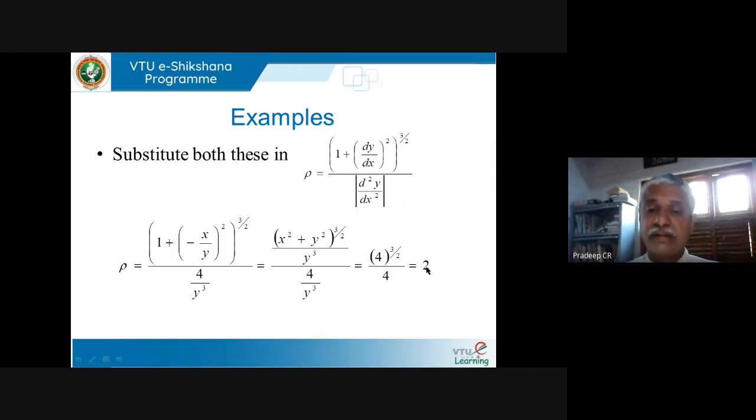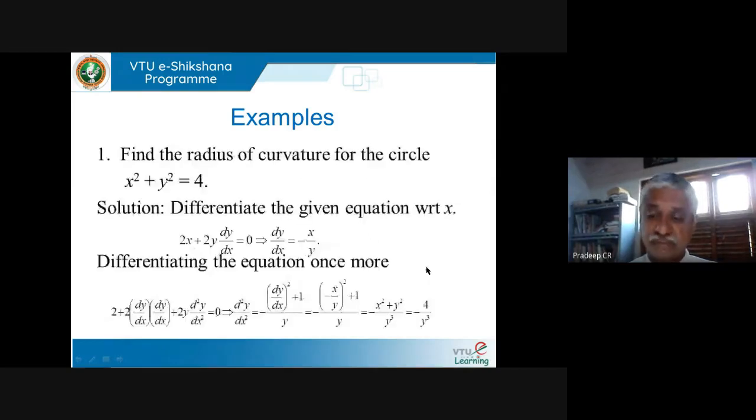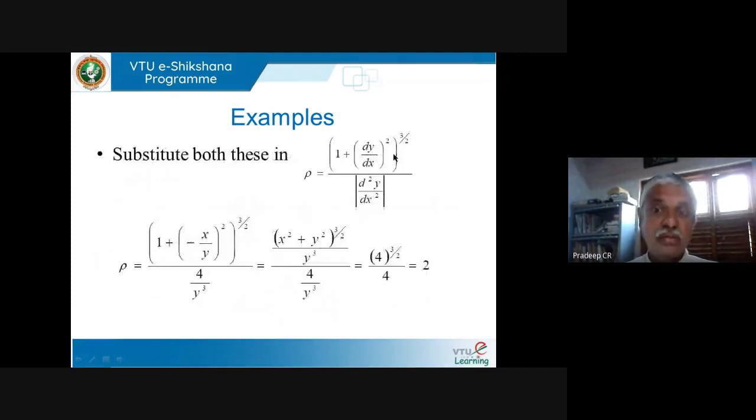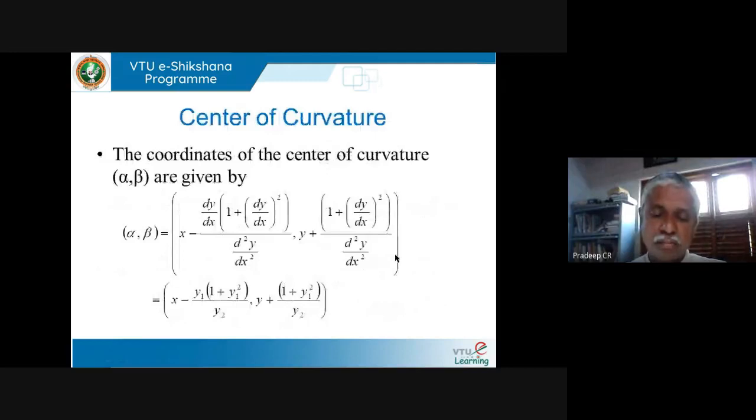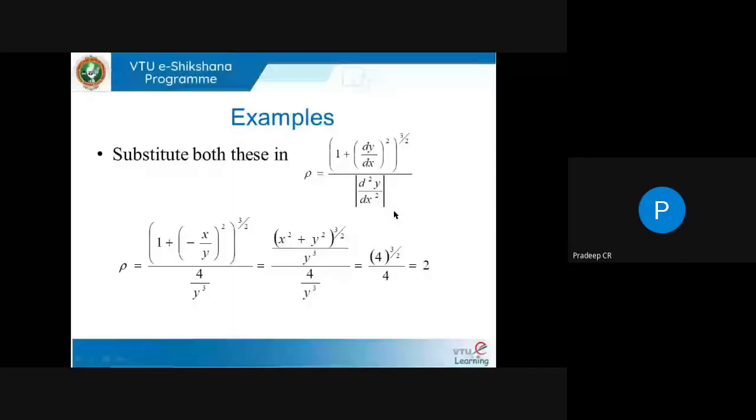The radius of curvature of this circle is, of course, 2. If it were anything other than 2, I would have been surprised and I would have thought this formula is wrong. So now it is correct, as is expected. Note, unless you have this mod, radius of curvature would have been negative. If you don't take the mod and take d square y by dx square, then the radius of curvature of the circle would have been negative, which is not a correct thing. So magnitude is important.